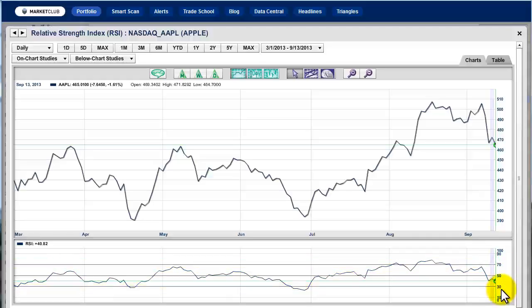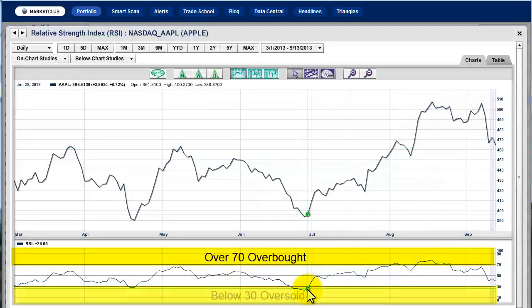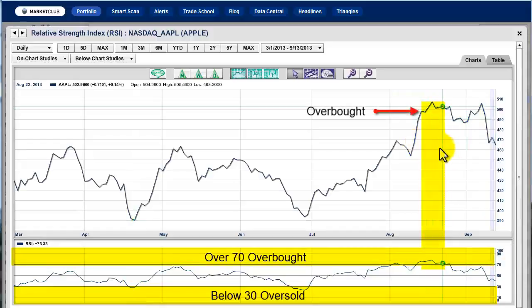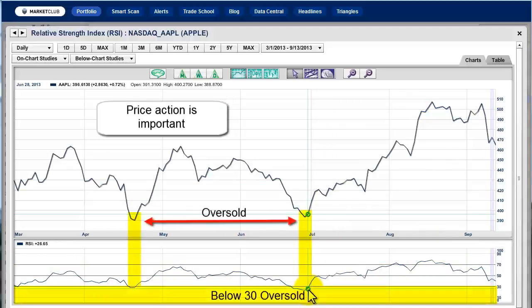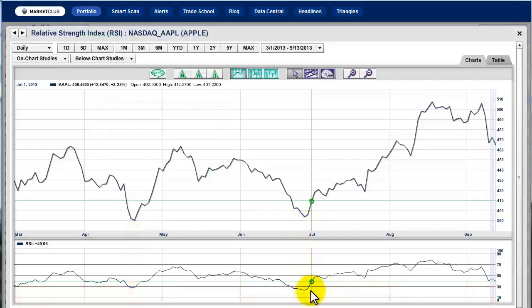Remember what Wells Wilder said, if it's over 70 like here, it's overbought, and if it's below 30, it's oversold. So you can see twice we were below 30 and once we were over 70. So these would be considered oversold right here, and this area would be considered overbought. And the important thing to look at is price action, because sometimes when markets get oversold, they can actually remain oversold for a while, and that's something you have to be very, very careful about. So let's go on to find some support and resistance areas using the same techniques we talked about with the RSI.